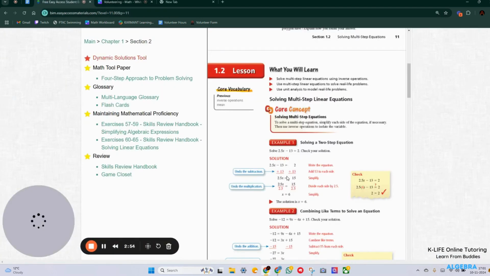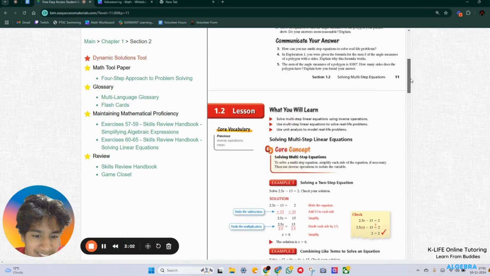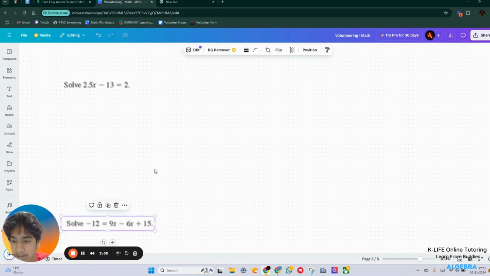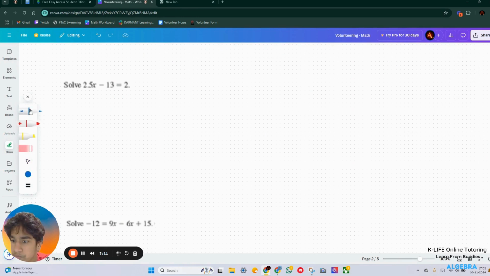Our first question is solving a two-step equation. It's going to take two steps to get your answer. You might already see the answer, but I'm going to go through it with you. Let me move this down a little for space. Let's say the small one today. We have 2.5x minus 13 equals 2. What we're going to do is what we learned last class.